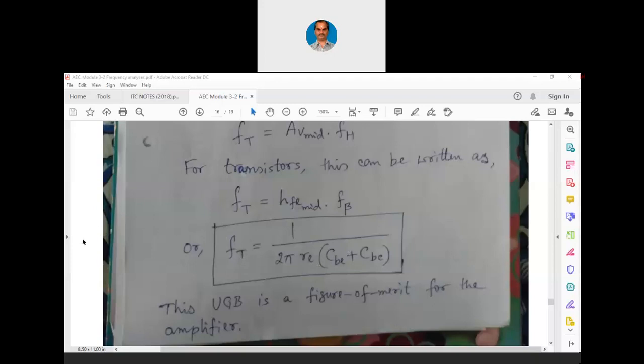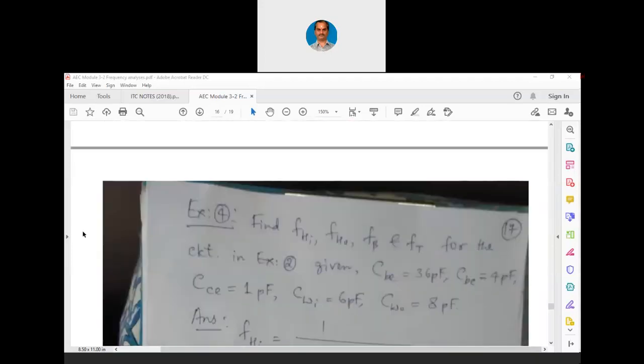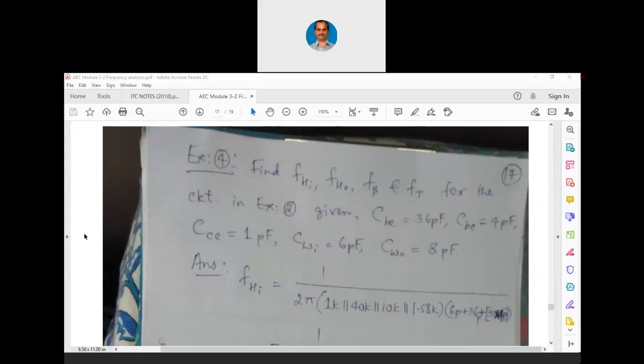Okay, let us proceed further now, for some exercises on this high frequency response. So let us see this exercise 4. Find FHI, FHO, F beta and FT. I hope you already are remembering that FHI, FHO and F beta, for which we had derived some equations in the previous classes. And even for FT also we had derived an expression. Now FHI, FHO, F beta and FT for the circuit in exercise 2.